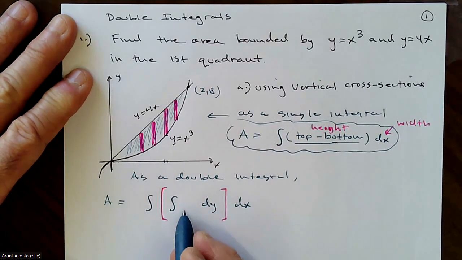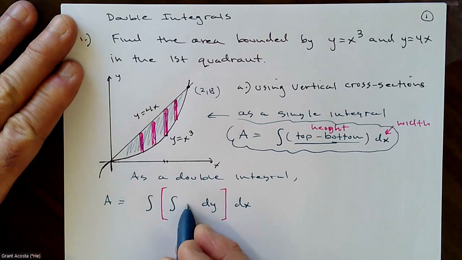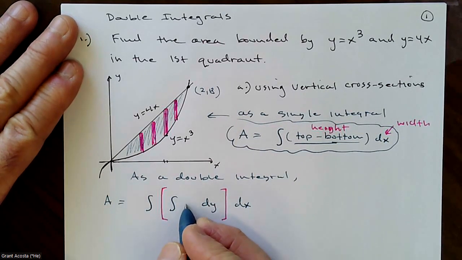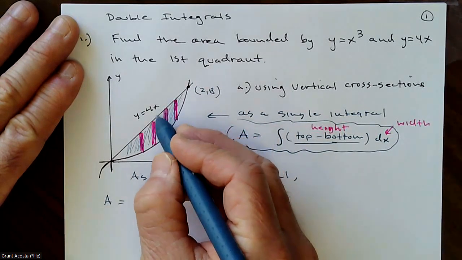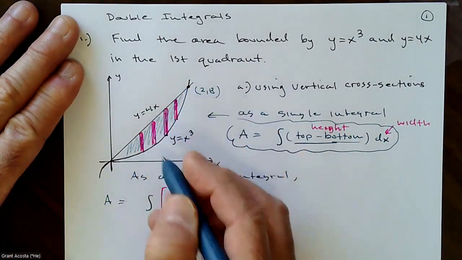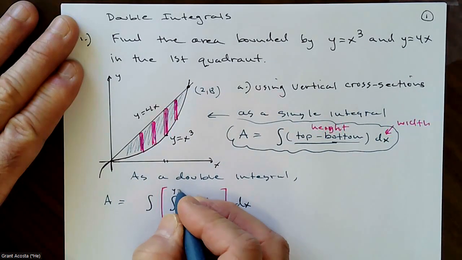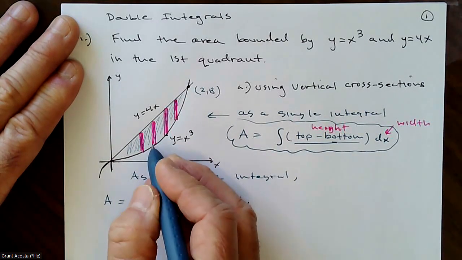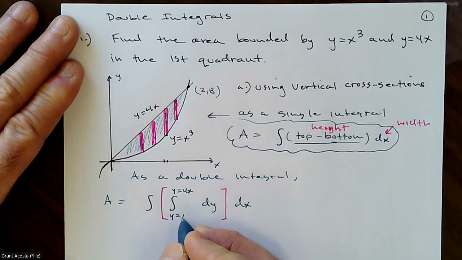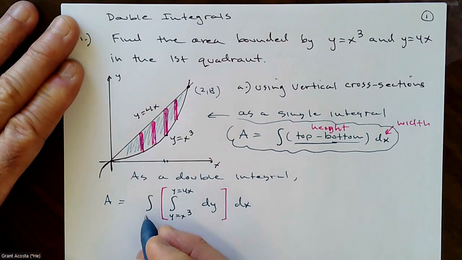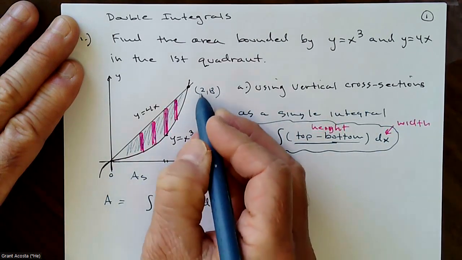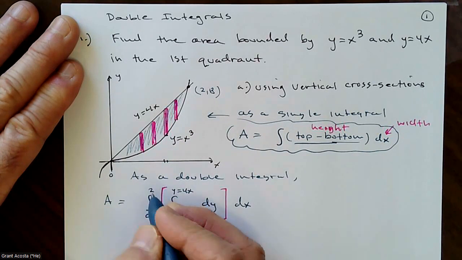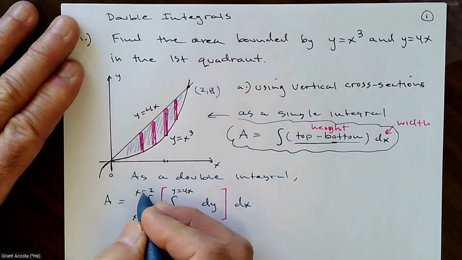And the inside integral goes first. And so what we put for the top limit here, it's like, what function do my rectangles hit on the top? They hit y equals 4x. What do they hit on the bottom? y equals x cubed. And what is that true from in terms of x? That's true from x equals 0 to 2. In other words, I want to add up all of those rectangles from x equals 0 to x equals 2.